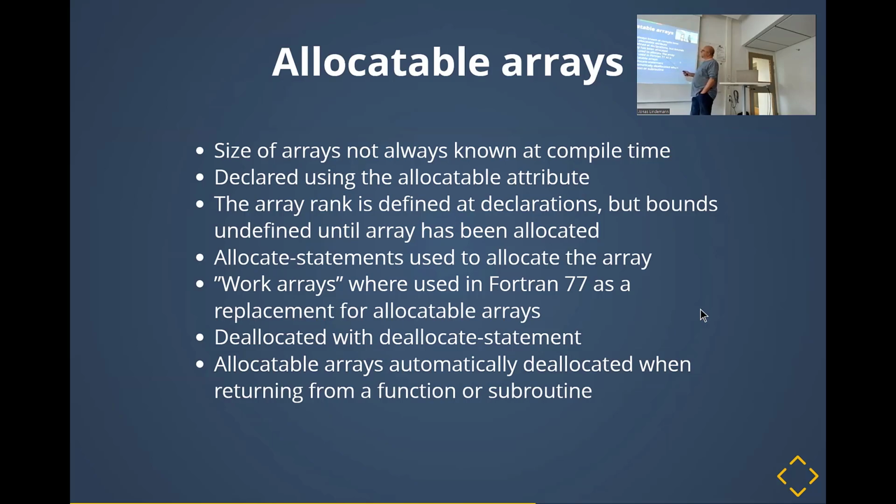You can define an allocatable array using the allocatable attribute. You declare a variable, but you don't specify the exact size. You only define the number of dimensions. And then you use the allocate statement to allocate the array. Several old codes have this work arrays idea, where they implemented their own memory allocation using large arrays. So this kind of replaces that. And when you're done with memory, you can deallocate using deallocate. If you have an allocatable array in a subroutine, it will automatically deallocate when you return from that subroutine.